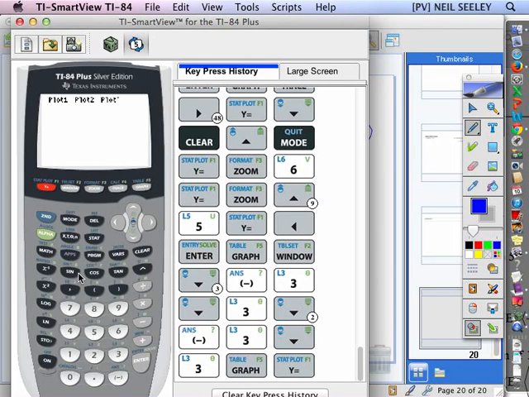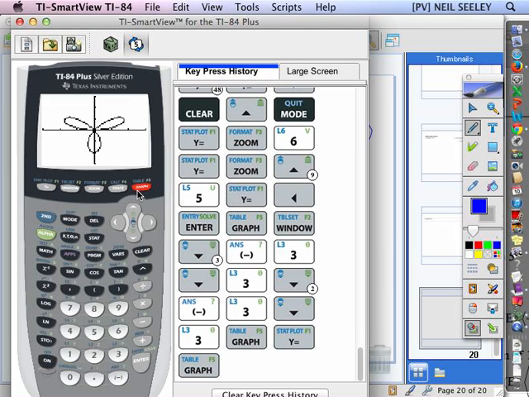So 3 sine, 2 sine of 3 theta. And I changed my window to go from negative 3 to 3 in all directions because I knew my radius was 2. That being said, I want to trace.